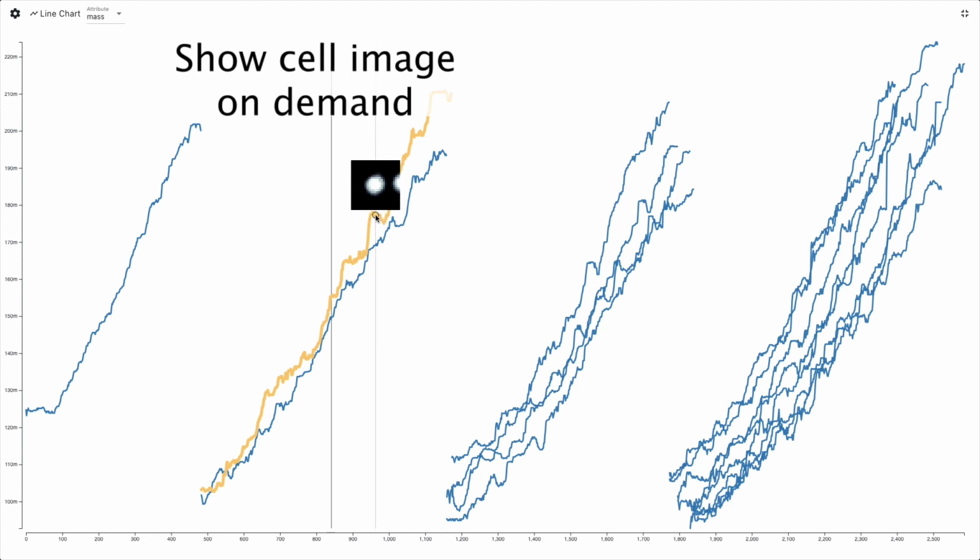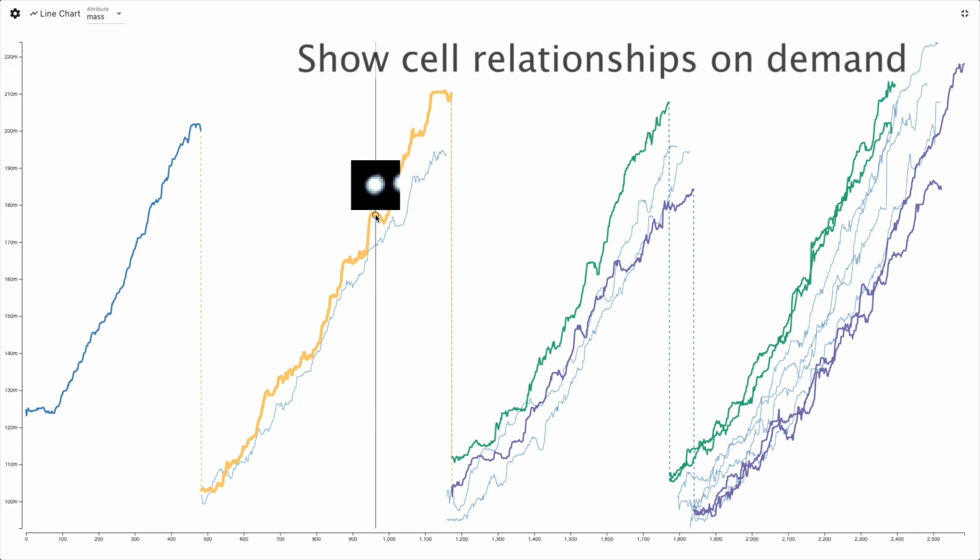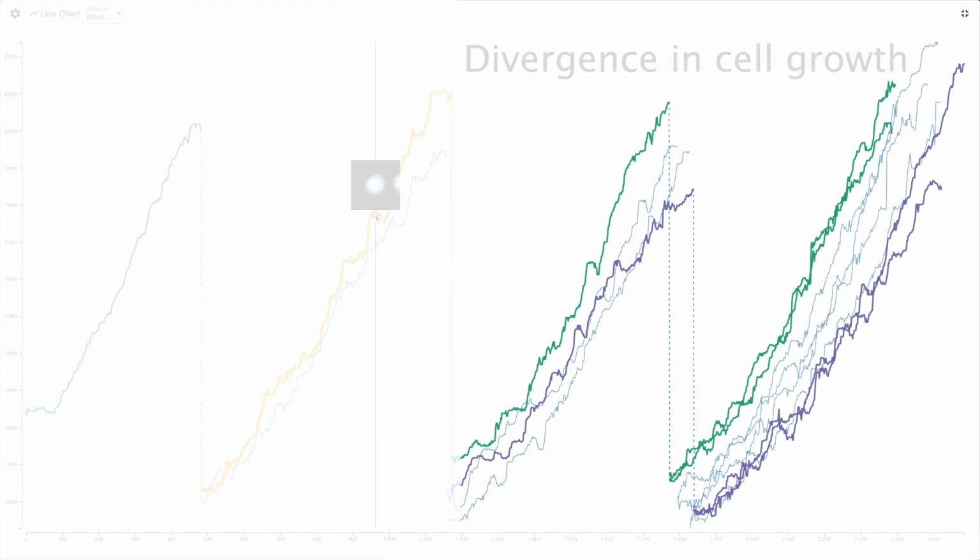Selecting a cell will display connections explicitly with a dashed line and uses color to differentiate cells in the 2 branches. Here we can see a divergence in the growth between the green and violet branches.